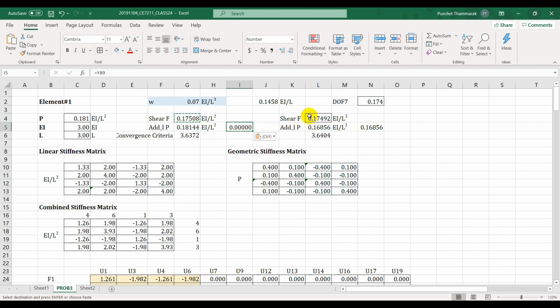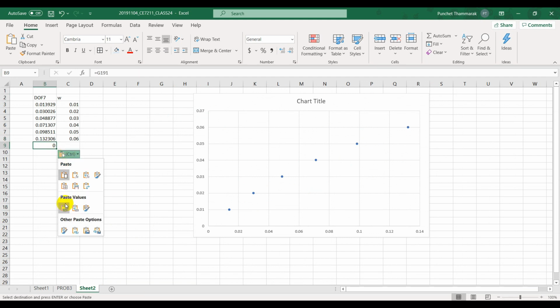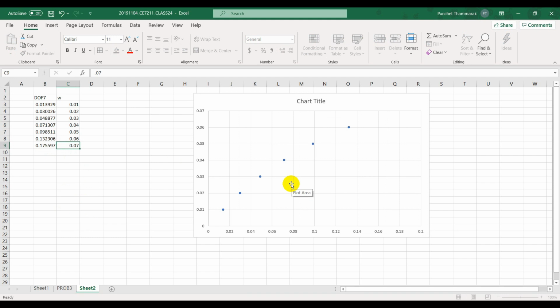So, and then update it. Okay, quite good. If you are a control freak or perfectionist, then you keep going. Okay, so this looks really nice. I take this solution, drop it there, and that is for 0.07.